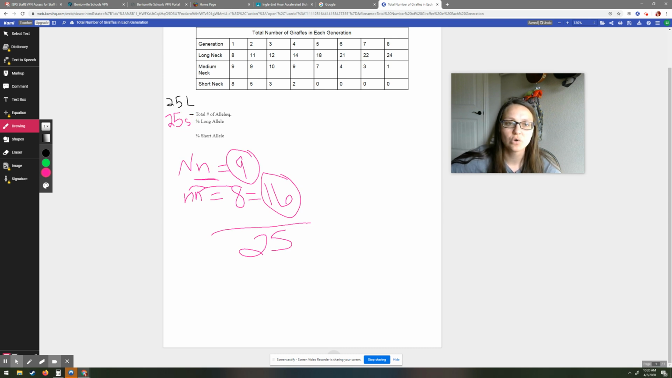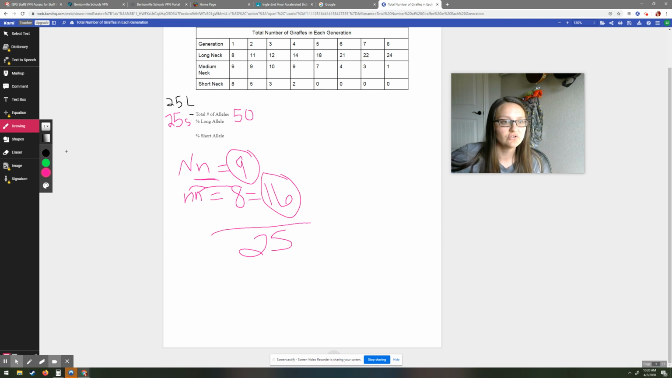Now it's asking you for the total number of alleles. The total number of alleles is the long plus the short, so 25 plus 25 is 50. In this case, when I was introducing new giraffes to your data, I never had more than 50. So if you want to fill in that top row across your paper, for each generation it's always going to be 50 because I just kept it consistent.